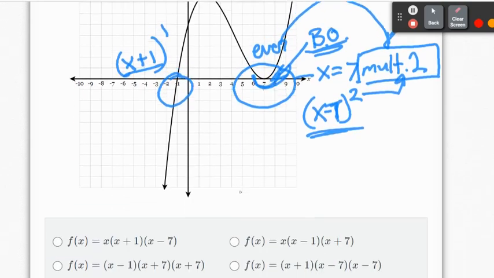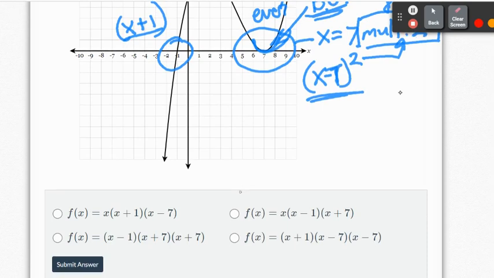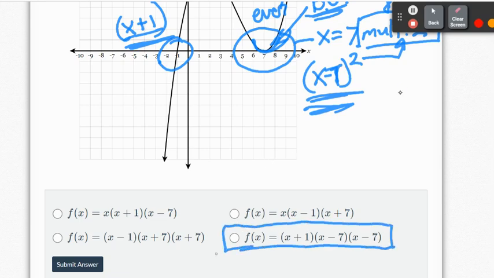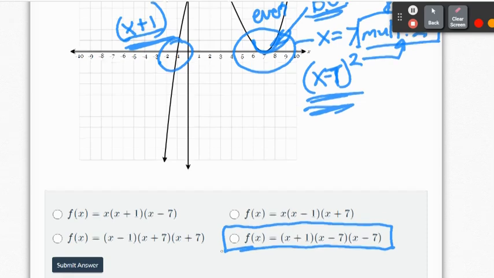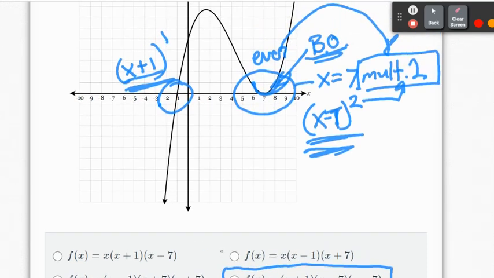So now I look down below at my multiple choice options, and what I'm looking for is x plus 1 once and then x minus 7 twice. So that would be this answer down in the right-hand corner to be my multiple choice option that satisfies this graph.